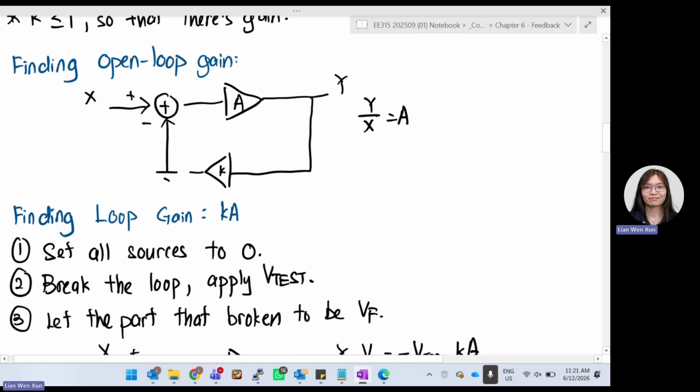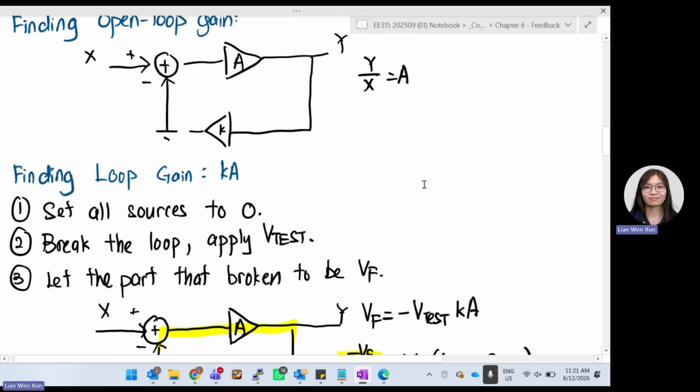Now let's try to find open loop gain. Open loop gain is just our A. If you have a closed loop system, it's already a feedback system. How do you find the open loop gain? Basically, you just break any part of it, until you just get X, A, Y. Then this K is not connected over here. It is floating. So you can just find X over Y, and that is your open loop gain already. That's very straightforward.